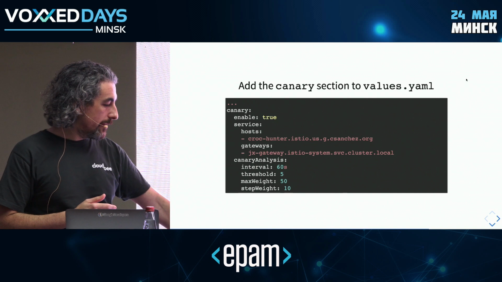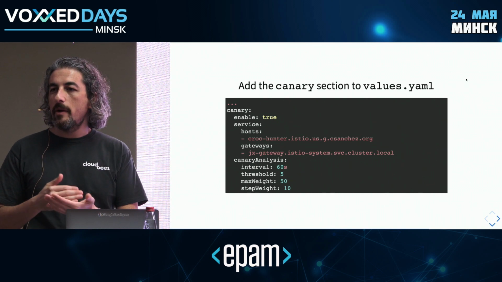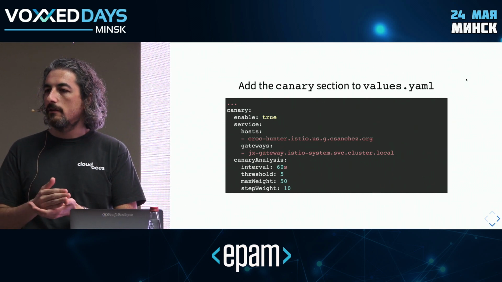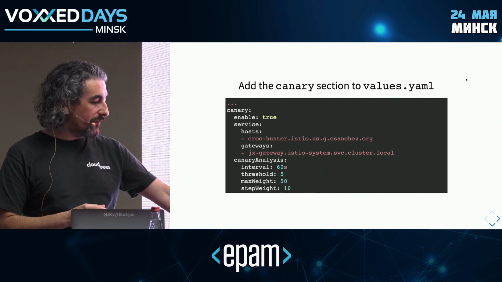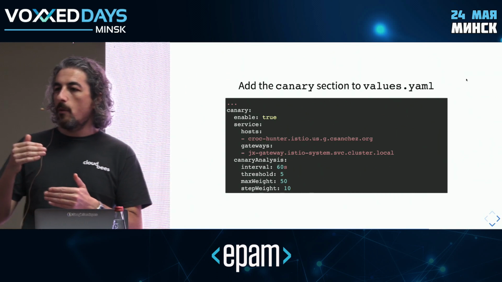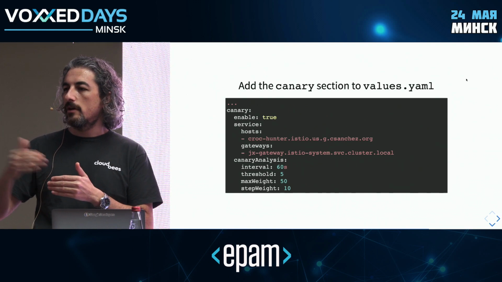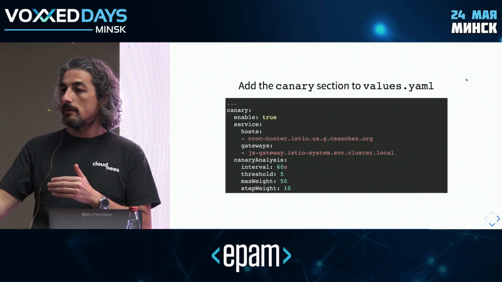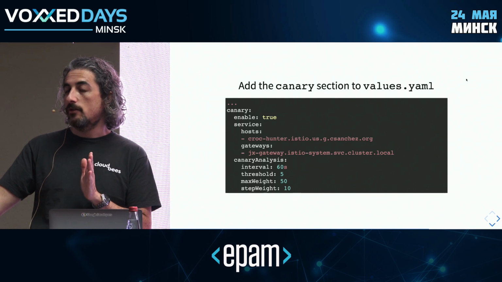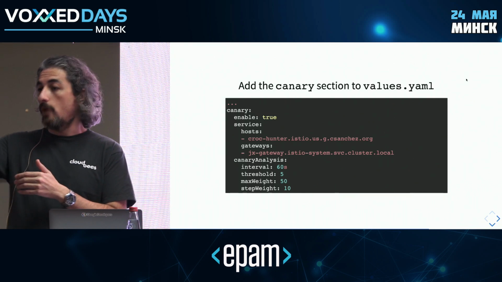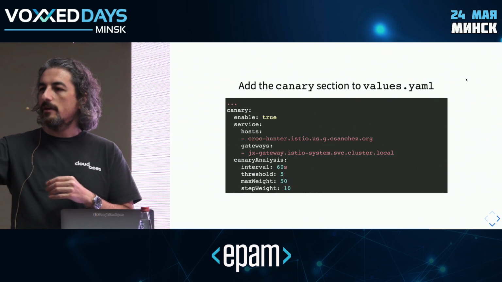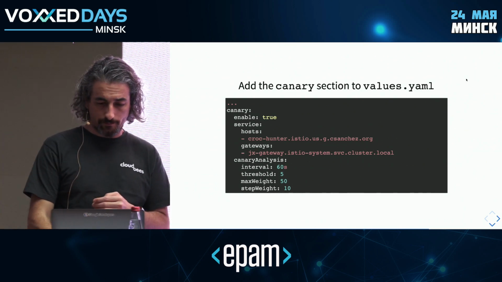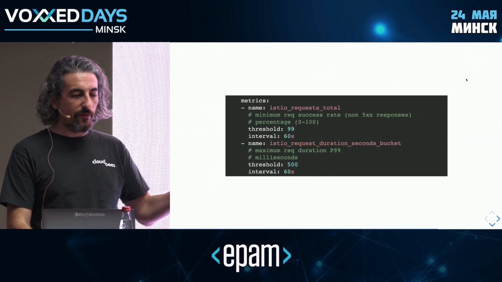And the step weight and max weight is how much traffic do I want to send to the new version and when to stop. So 10 and 50 basically means I want to send 10% traffic to the new version every minute. And when I get to 50% traffic, just go to 100. So it's 10, 20, 30, 40, 50, 100. And you can configure all that.